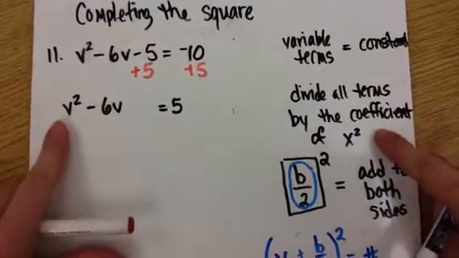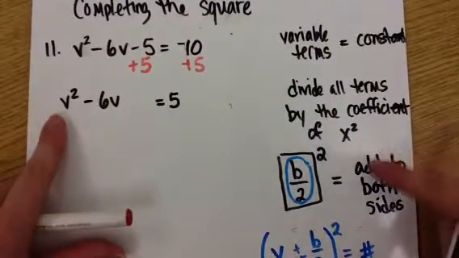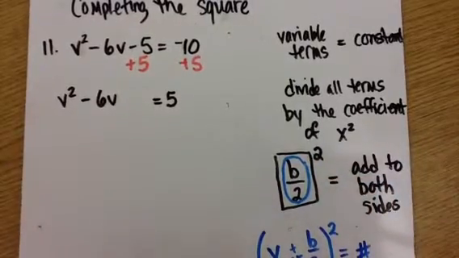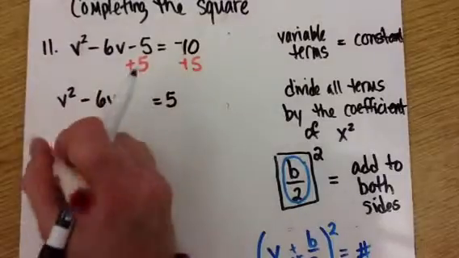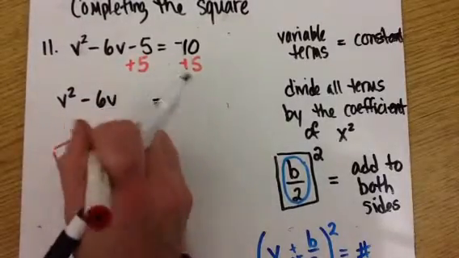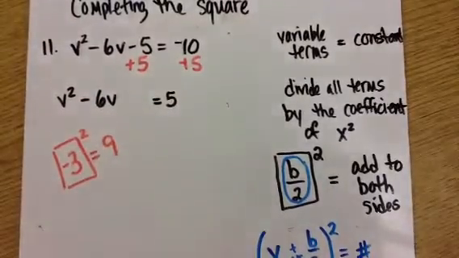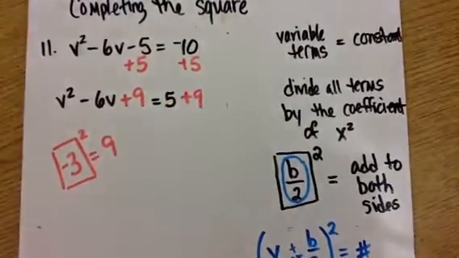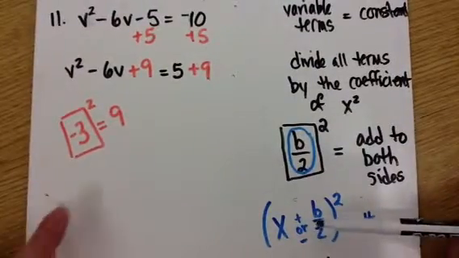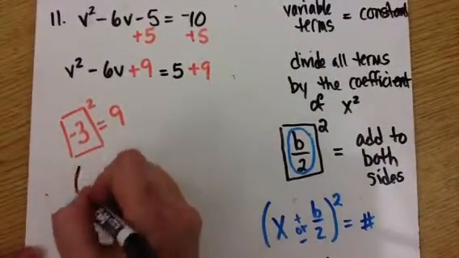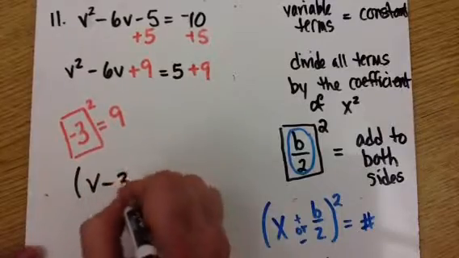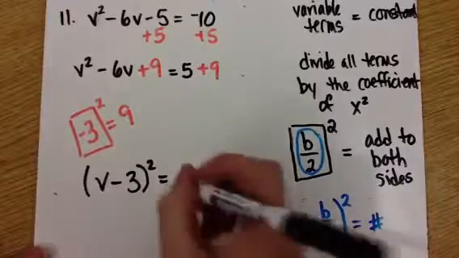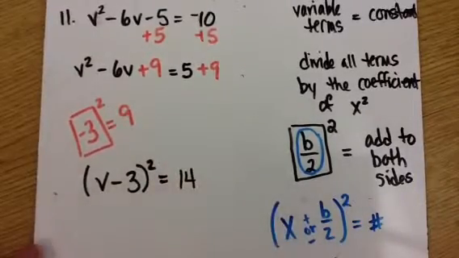Since I don't have a coefficient in front of my v squared, I'm on to my next step, which is to find b divided by 2 squared and add it to both sides. So I'll take negative 6 divided by 2 is negative 3 squared. Negative 3 squared is positive 9. So I'll be adding 9 to both sides. Then I will factor using that negative 3. So the left side factors into v minus 3 squared. And that's going to equal 5 plus 9, which is 14.